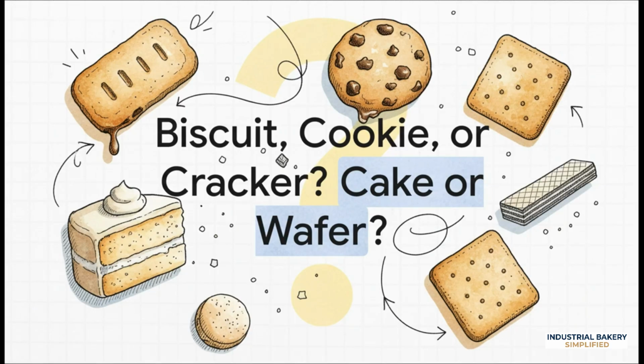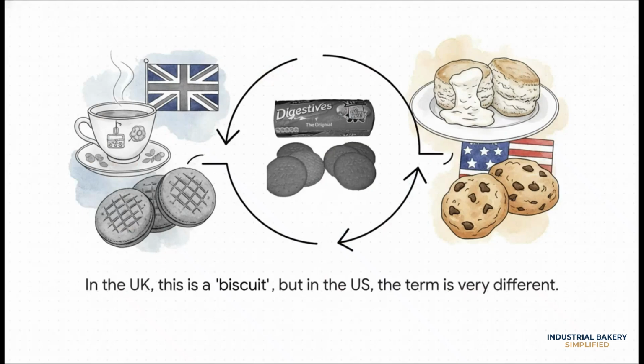I mean, just look at these names. It's a total mess, and it changes depending on where you are in the world. What one person calls a biscuit, someone else calls a cookie. And where on earth does a wafer fit into all this? Look, this isn't just about winning a trivia night. If you're a food producer, getting this stuff wrong means you could create a completely different product than the one you are aiming for.